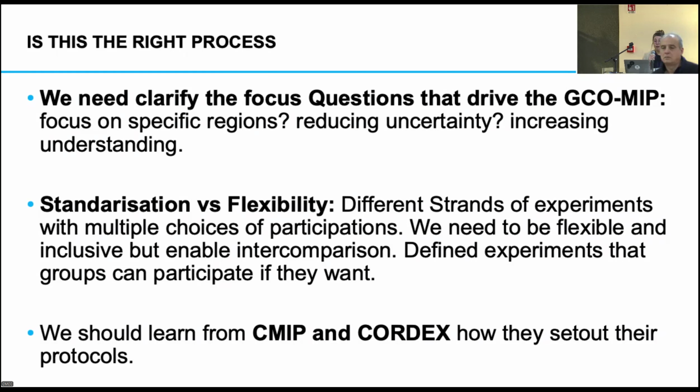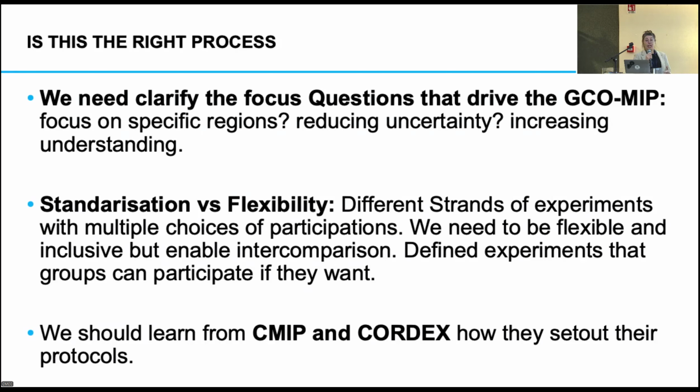The first point was that we need to clarify very explicitly the focus questions, like what is driving this GCO MIP? Should that drive be behind specific regions? Or should we introduce the uncertainty of what is going to happen in the future in the coastal ocean? Or should it be driven by understanding? Let us first, as a first step, understand the processes and how they will respond to climate change in the coastal ocean. We're not sure yet what the answer is, but that's what we discussed.